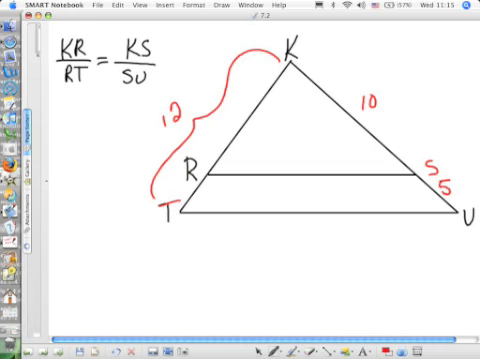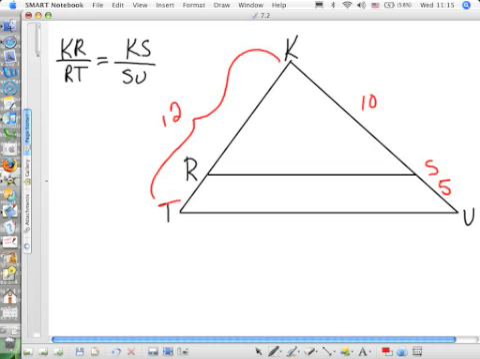Wait, I have a question. Would you be able to say that RT equals 6, because if KU is 10 and the other one's 5, the other one's not the same ratio? It does have to have the same ratio. So that means that RT is 6. But no, it doesn't. KR is not 12.